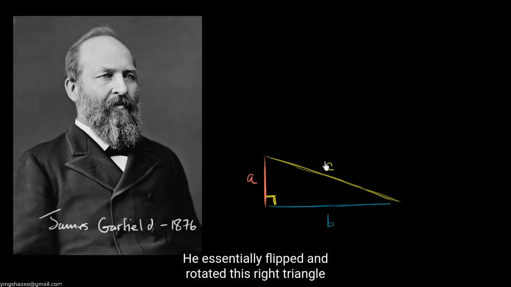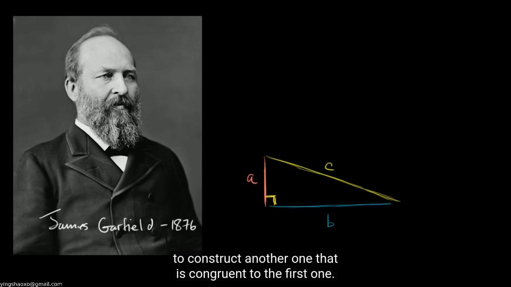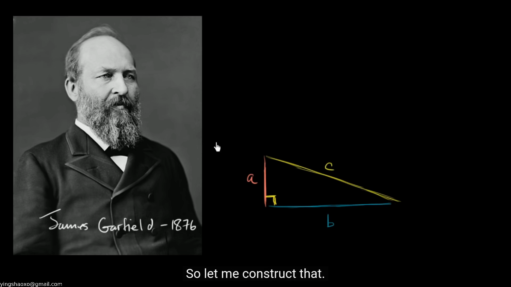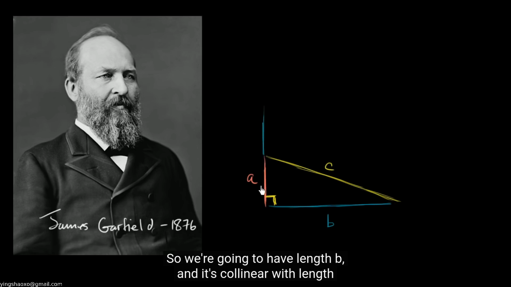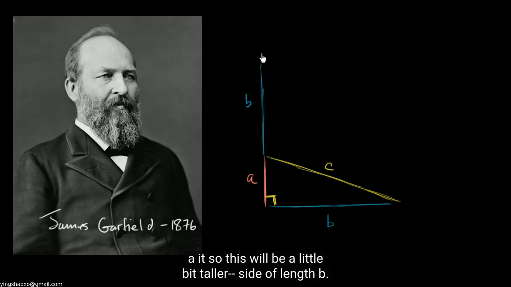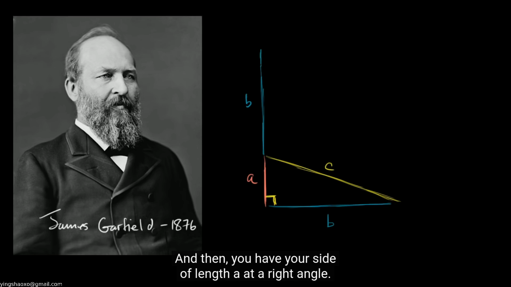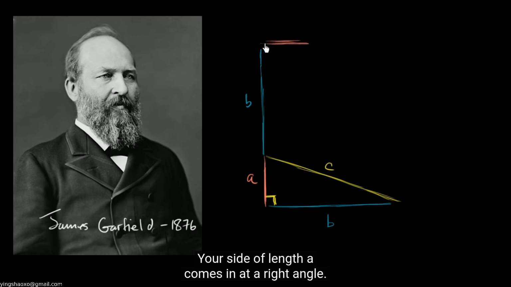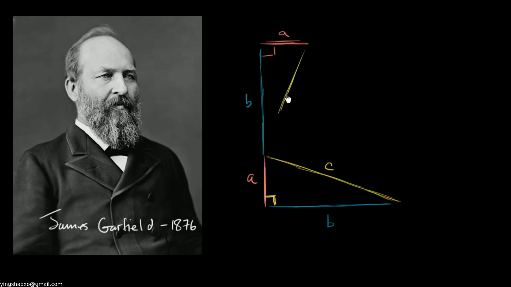He essentially flipped and rotated this right triangle to construct another one that is congruent to the first one. So let me construct that. We're going to have length B, and it's collinear with length A. It's along the same line, I should say. They don't overlap with each other. So this is a side of length B, and then you have a side of length B a little bit taller, and then you have your side of length A coming in at a right angle, and then you have your side of length C.